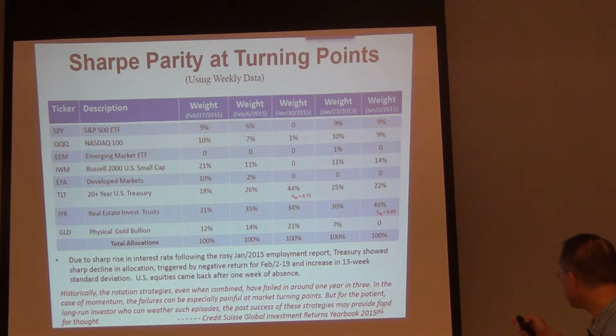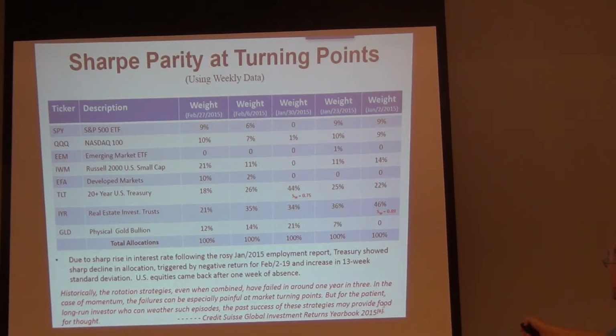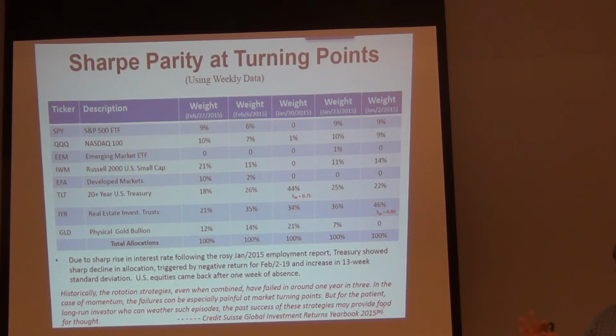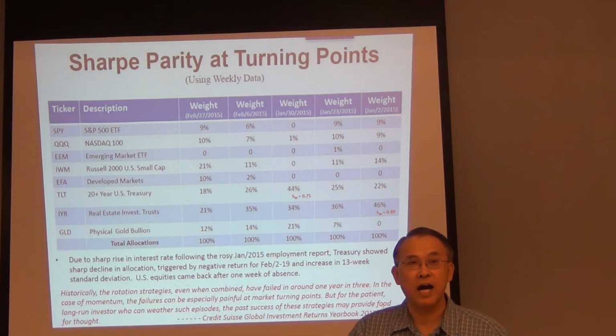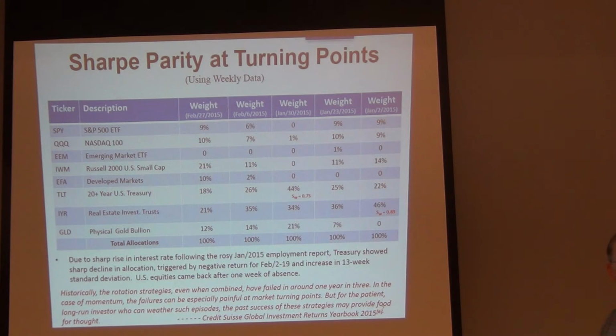So if you look, back on January the 2nd, you have an S&P weight of 9%, NASDAQ weight of 9%, emerging market weight, Russell 2000 14%, TLT 22%, and real estate investment trust 46%. Remember, the Sharpe parity allocates the portfolio according to the Sharpe ratio. And the commercial real estate REIT had a very high Sharpe ratio at that time, and therefore it garnered a very large proportion of the weight. I actually calculated a 13-week Sharpe ratio of 0.89.